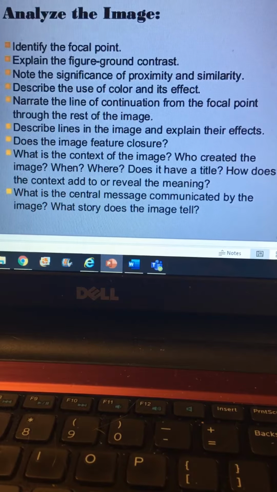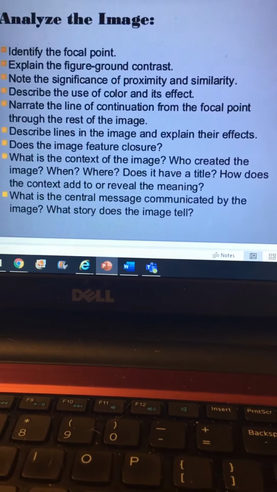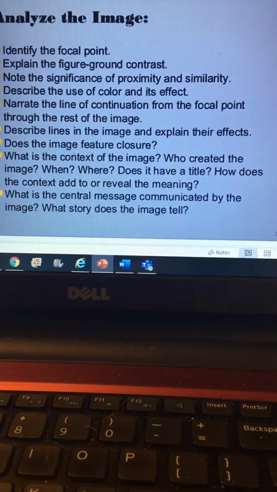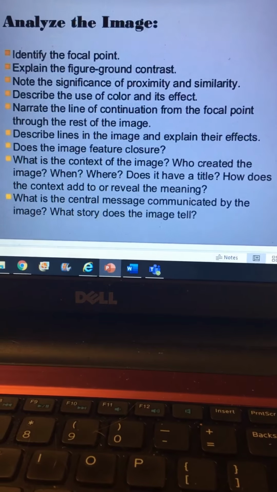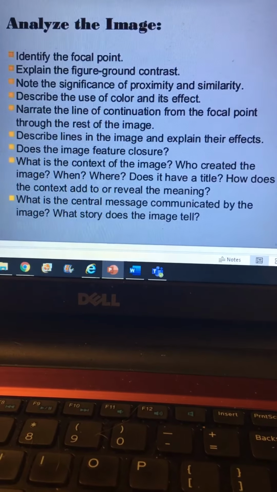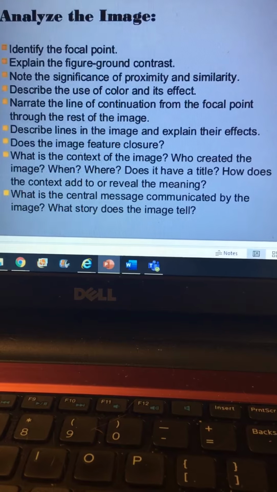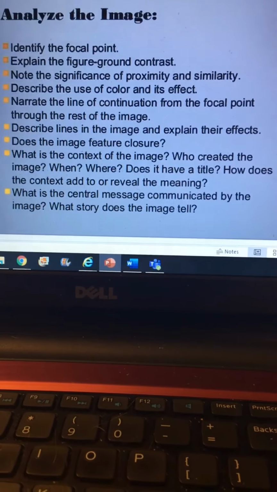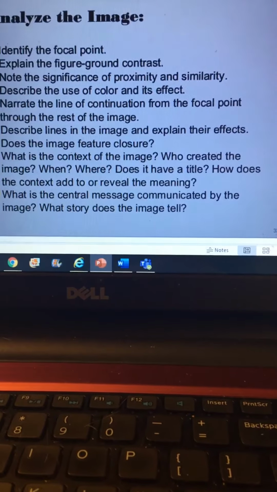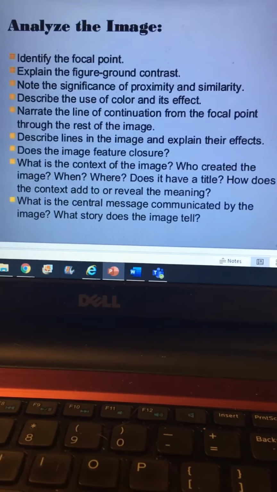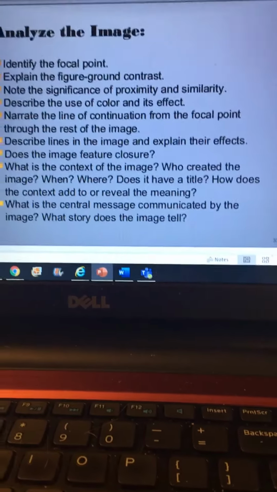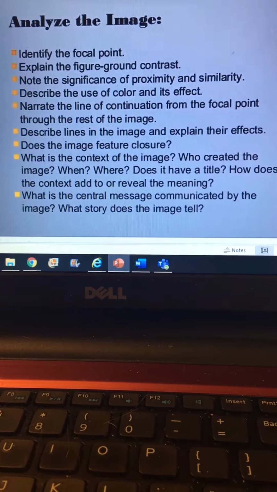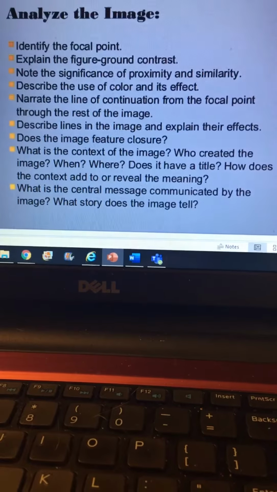Then when I say narrate the line of continuity or continuation from the focal point, what I mean is that the elements you see in an image are arranged on a line or curve, and they're perceived to be related, versus those that are not drawn on a certain line or curve. So is there a certain line of continuation from the focal point, the very first thing you see that grabs your attention when you first look at the painting? So look at that through the rest of the image.